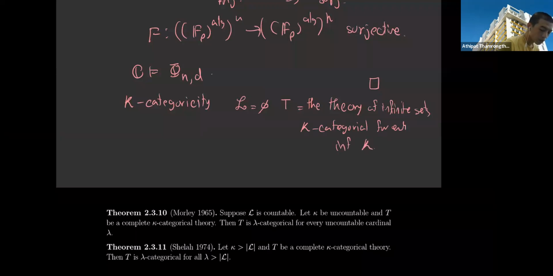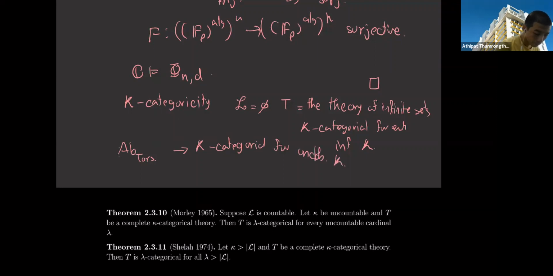If you consider the torsion-free divisible abelian groups, this is kappa categorical for uncountable kappa, right? And you also have DLO infinity, where DLO infinity is aleph-zero categorical, right? But not kappa categorical for any uncountable kappa. And there is something that is very interesting.